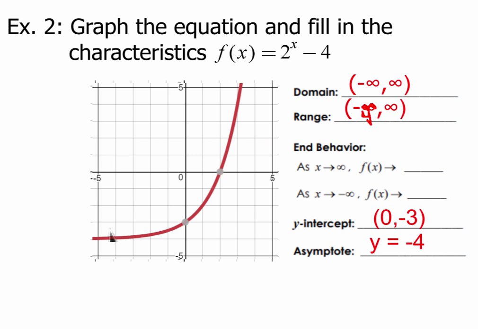For our end behavior, on the right-hand side, as x goes to infinity, f of x is going also to infinity. And on the left-hand side, as x goes to negative infinity, this shouldn't be negative infinity. This should be negative 4. Although f of x is never actually getting to negative 4, that's what it's approaching. It's getting closer and closer to negative 4. So those are the things you need to know about exponential functions.